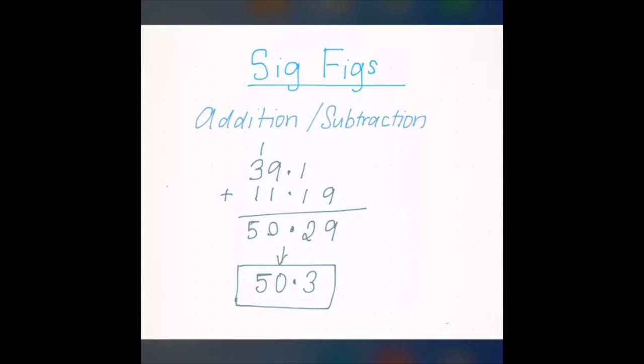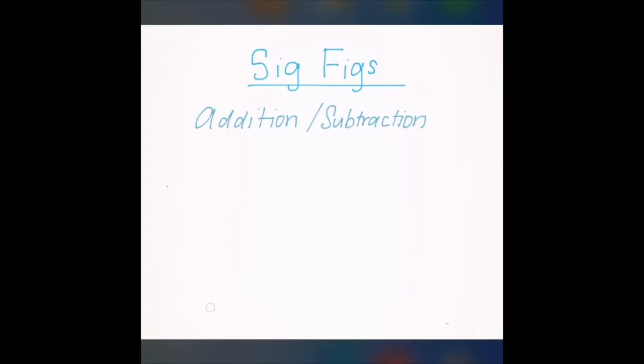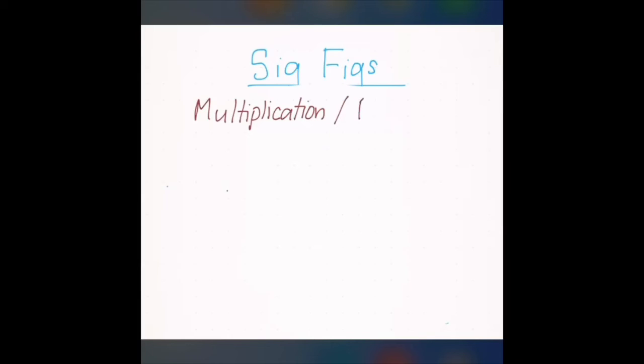Next operation we're going to be looking at is multiplication and division. And the rules in multiplication and division are a little bit harder than the ones for subtraction and addition, but they're both fairly easy. For multiplication and division, we're going to have to go to the least number of sig figs present in what we are multiplying. Here, if we do 5.00 divided by 2, we will get 2.5.